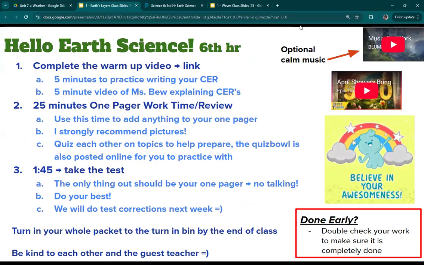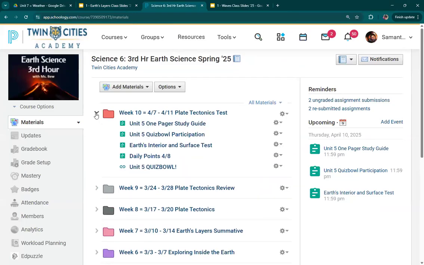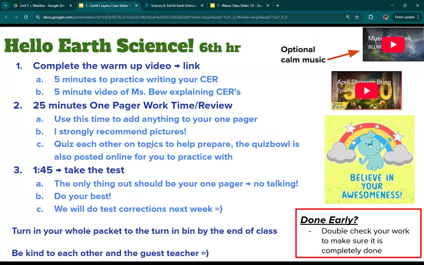There is a quiz bowl in our Schoology page. So if you go to our Schoology page, you click on week 10, the quiz bowl is right there. So if you want to go back and look at some of those practice questions, help each other out, quiz each other, that is a great way to review and get ready for this test. If you go to that quiz bowl, all the answers are in there for you too. So that is something you can do if your one pager is already done in this time period.